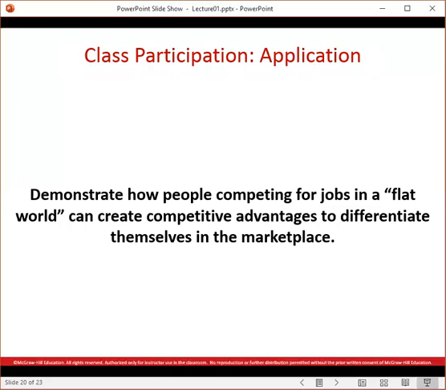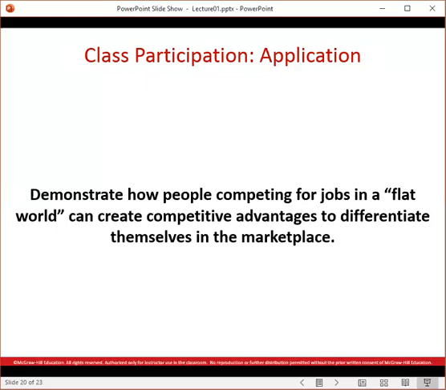Demonstrate how people competing for jobs in a flat world can create competitive advantages to differentiate themselves in the marketplace. Learning about information technology and how to use IT to gain a competitive advantage is key. Most organizations operate using technology, and understanding how business and technology relate is key to helping those businesses.